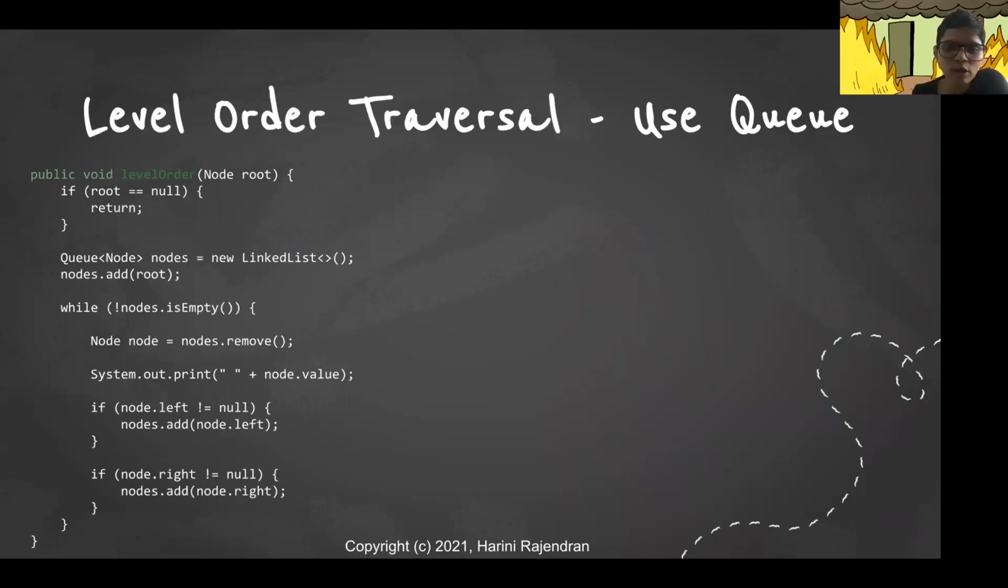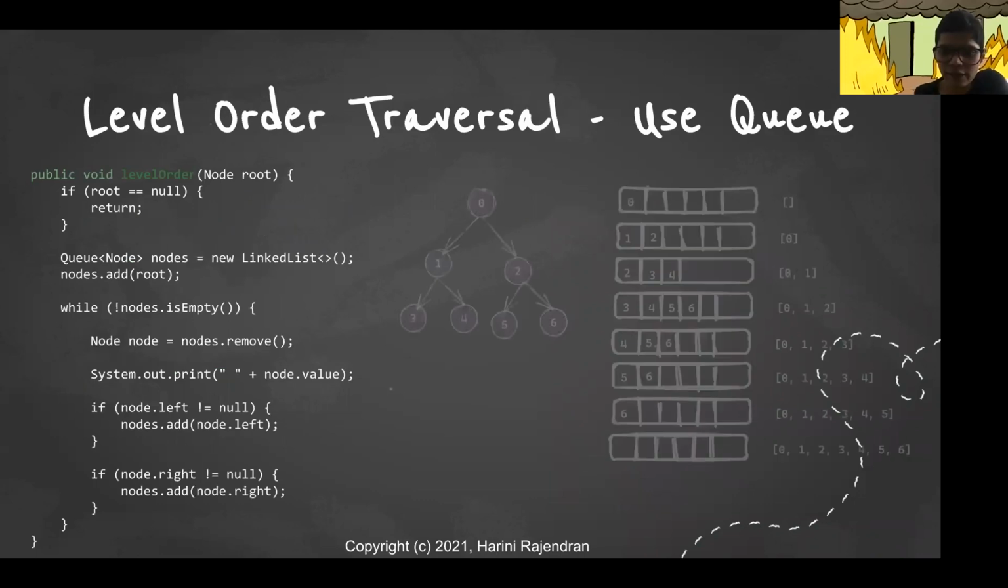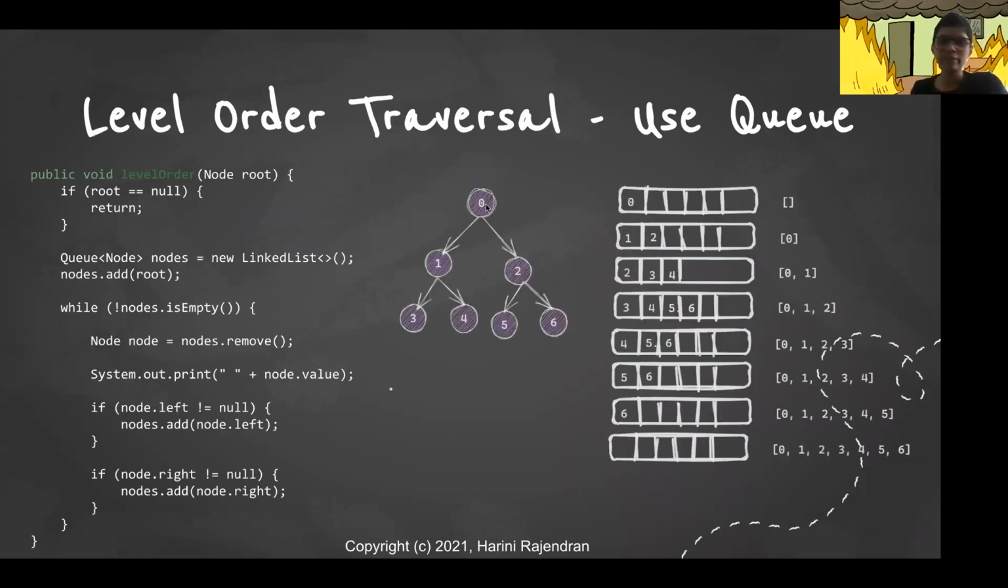Then I spoke about level order traversal, right? Where we traverse each level at a time. So 0, 1, 2, 3, 4, 5, and 6. I'd just like to share a code example on how a level order traversal is done in a tree. Level order traversals are usually done using queues. So let's take this example queue here.